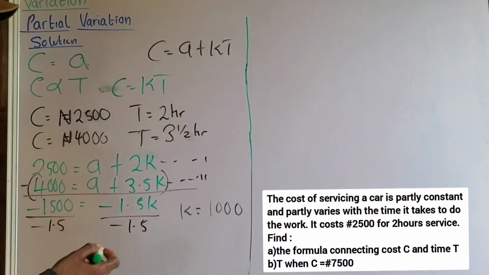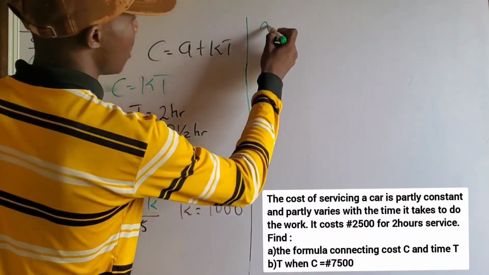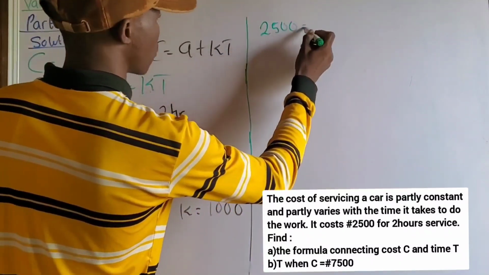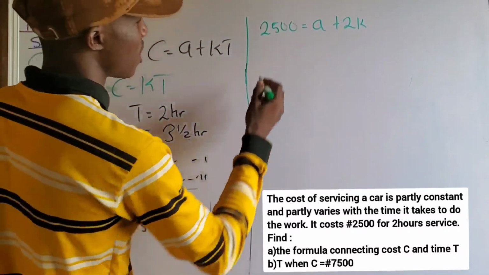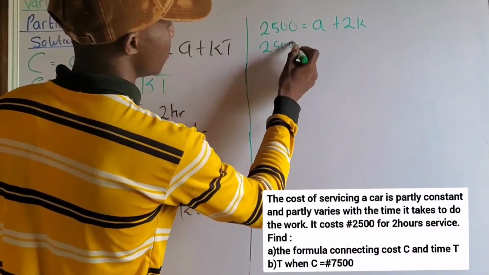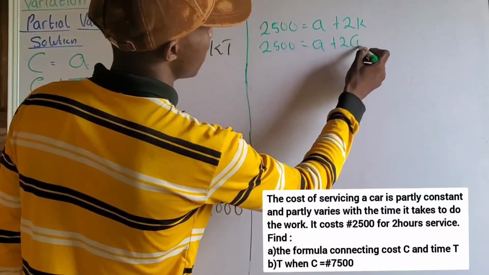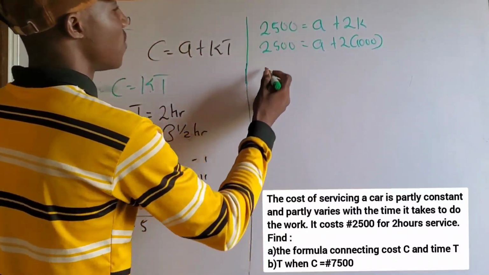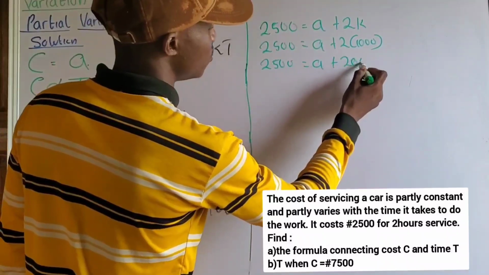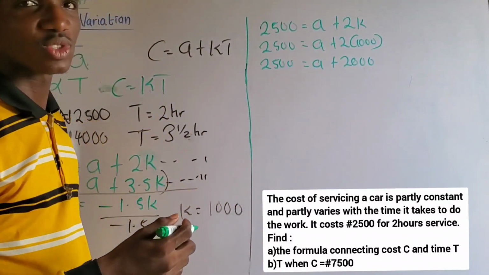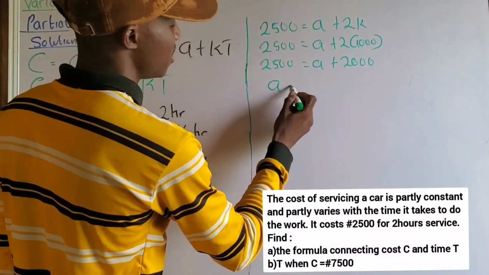Let us make use of equation 1. Equation 1 is 2,500 naira, 25 equals A plus 2K, right? Now, when K is 1,000, I'm going to have 25 equals A plus 2 multiplied by 1,000. Don't forget, right? So for this, I'm going to have 2,500 equals A plus 2,000. Do you understand?